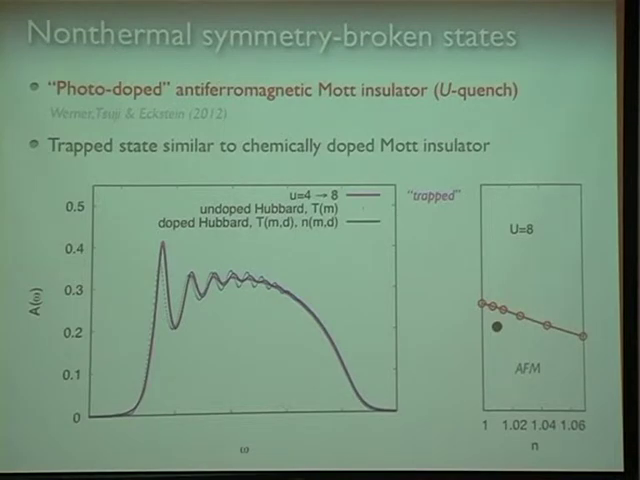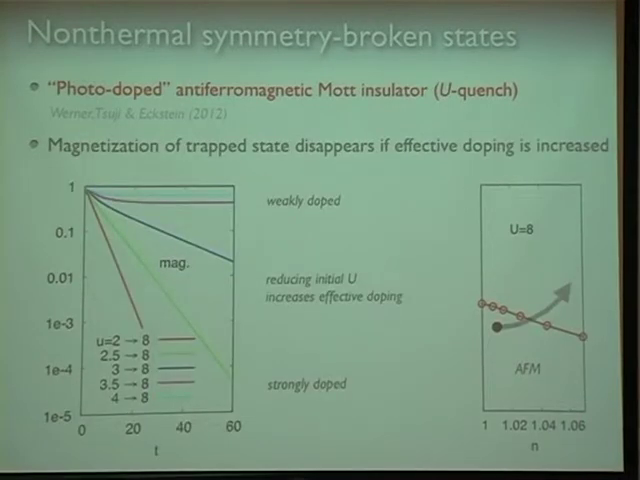Anyhow, what this picture suggests is that if we increase the photodoping concentration, eventually we will cross this antiferromagnetic transition line, and then we will not see any trapping anymore. That's exactly what happens, and we can increase the doping in our quench calculations by reducing the initial interaction. Then after the quench, we will have more doublons and holes frozen in, and that's a larger doping. Now you see that as we go from weakly doped to strongly doped, eventually the trapped state disappears, and we see an exponential relaxation to the paramagnetic state.